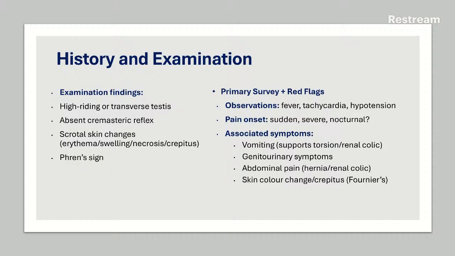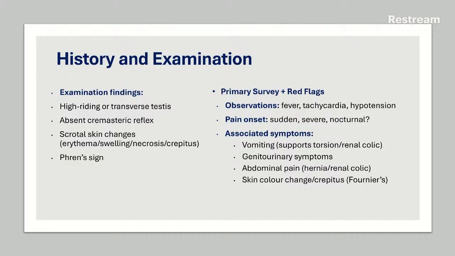So like I said, high riding or transverse testes, and the cremasteric reflex can actually be really hard to elicit, but definitely worth giving it a go. If there's any scrotal skin changes, so there might be erythema, so redness, it might look swollen, might look necrotic, so that's when the skin looks black, and there might be crepitus. And we can also do Fournier's sign, we'll touch on this later as well.